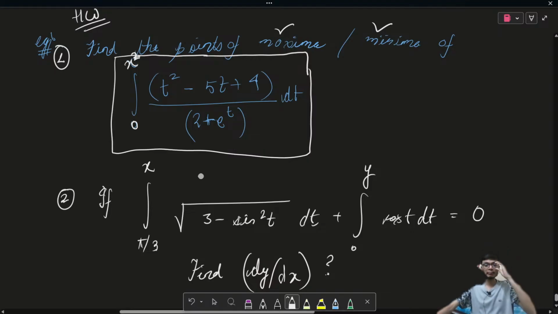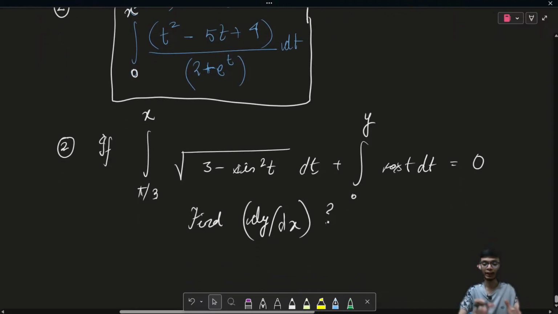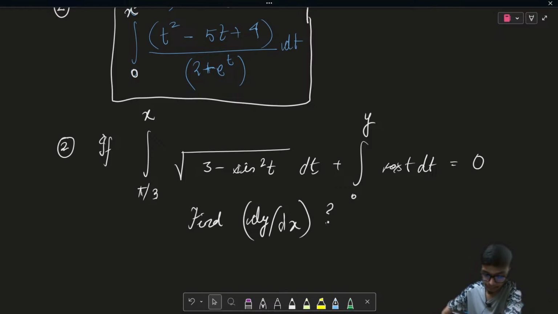So this is another important set of questions. Please try to solve this question as well in order to understand this particular theorem of Leibniz rule of derivative under the integral sign, right? If you try to solve all these questions, I think it will be helpful to all of you, right?